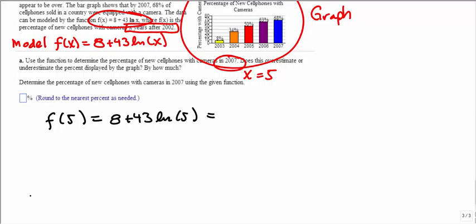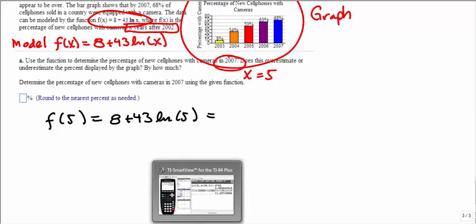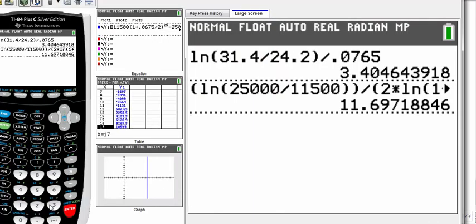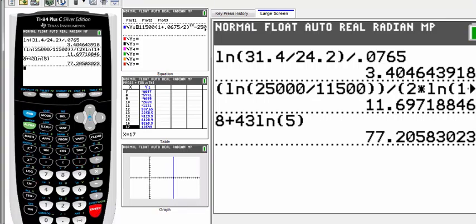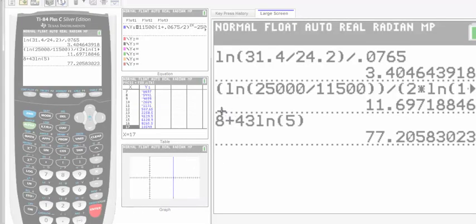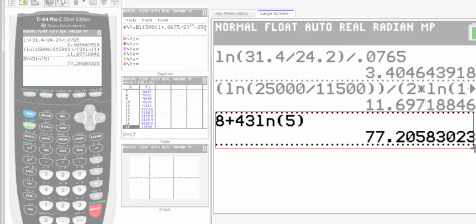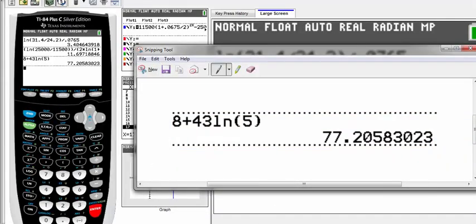Let's plug this into calculators and see what we get. 8 plus 43 ln of 5. Whoops, this is off the screen. 8 plus 43 ln of 5. So 77.205. Now this is a percentage. So this is an estimate of the percentage.